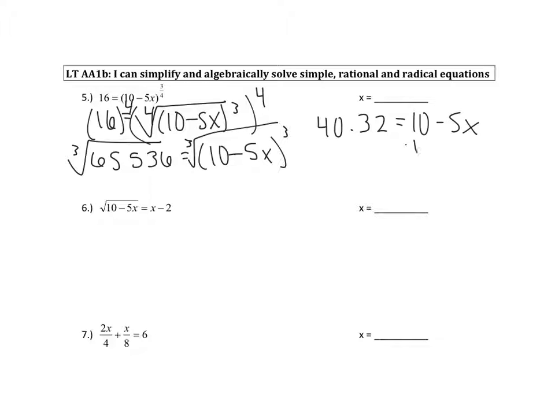I'm going to minus 10, and I'm going to get 30.32 equals negative 5x, and then I'm going to divide both sides by negative 5. And you're going to get approximately negative 6.06.